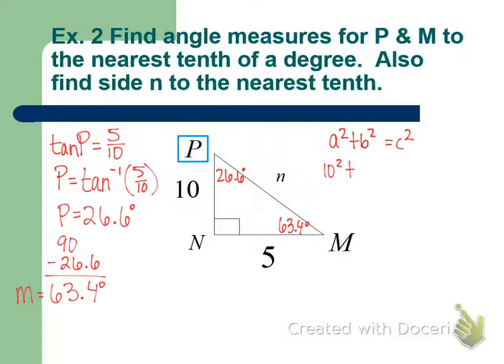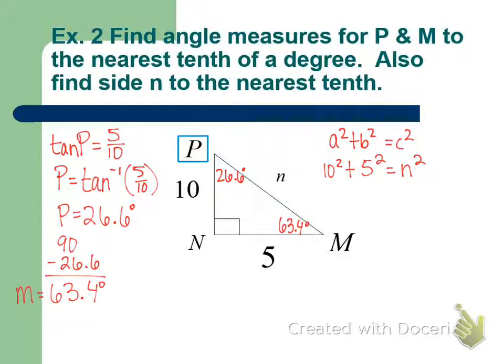10 squared plus 5 squared equals n squared. So make sure that your hypotenuse always gets plugged in for C. If you swapped your A and your B, that's fine, but C has to be the hypotenuse.